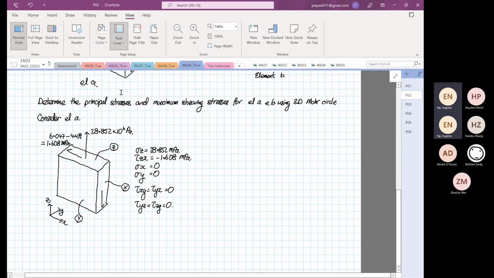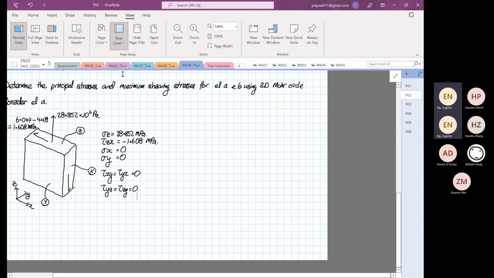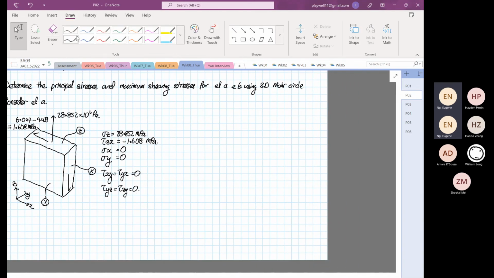Possibly next week, I will explain why we have to do this in a 3D Mohr circle and not 2D. Okay, right, so let's construct our axes first. I'll write down here: this is the 3D Mohr circle.